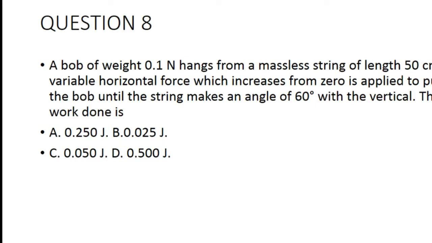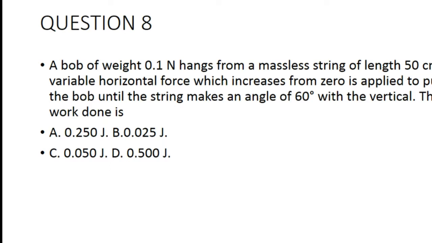Question 8. A bulb of weight 0.1 N hangs from a massless string of length 50 cm. A variable horizontal force which increases from 0 is applied to pull the bulb until the string makes an angle of 60 degrees with the vertical. The work done is A.